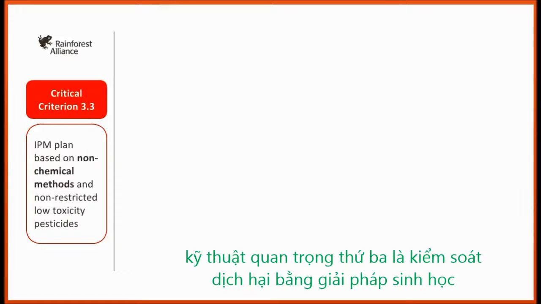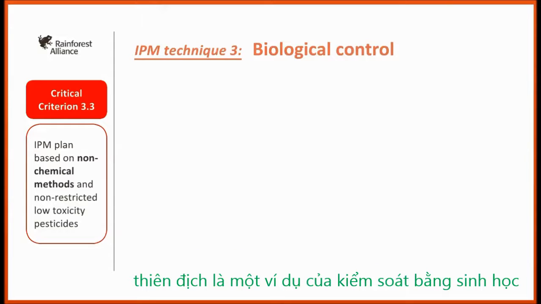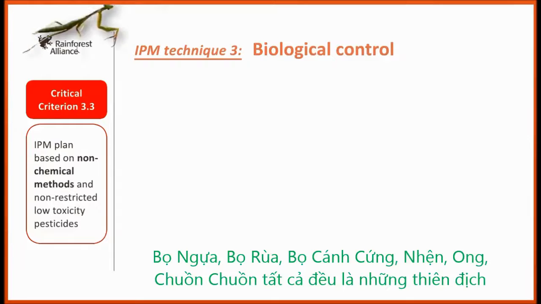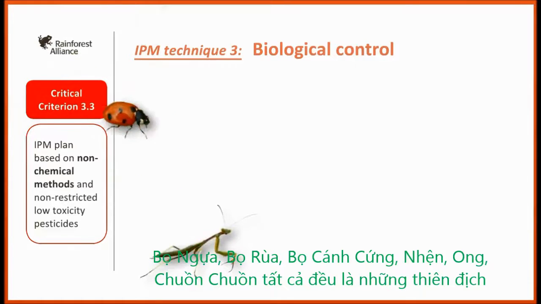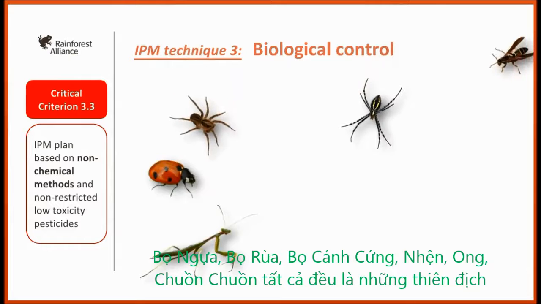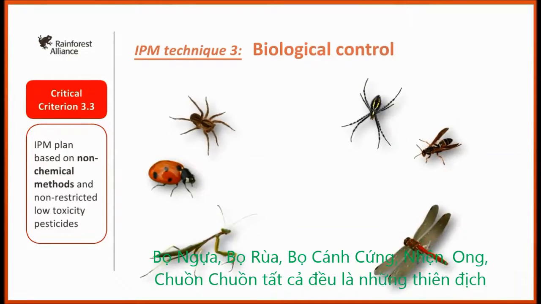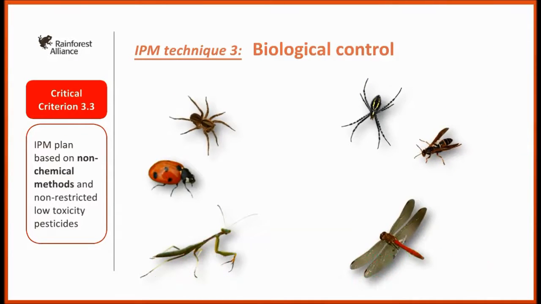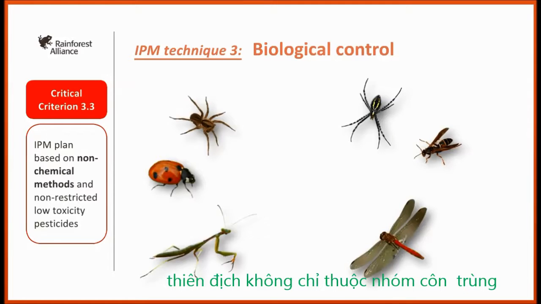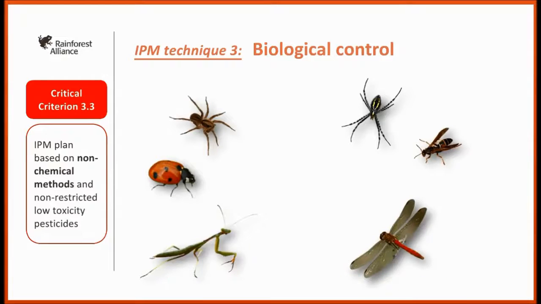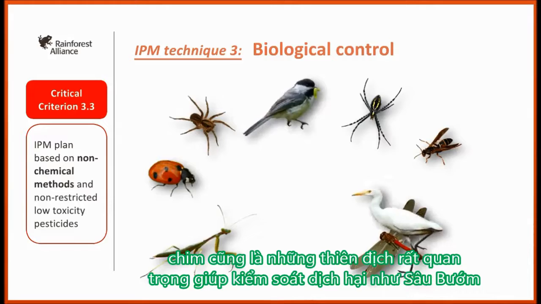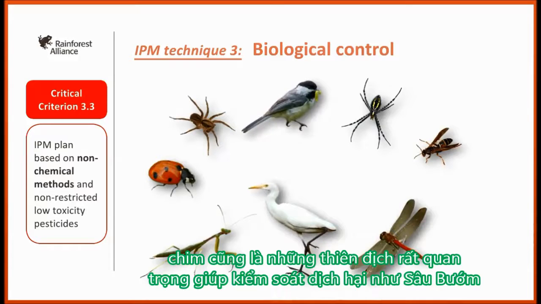The third important technique is to conduct biological control of pests. Predators are very good examples of biological control. Praying mantis, ladybug beetles, spiders, wasps, dragonflies, these are all known predators. Predators are not necessarily insects. Birds are also very important predators that control pests such as caterpillars.